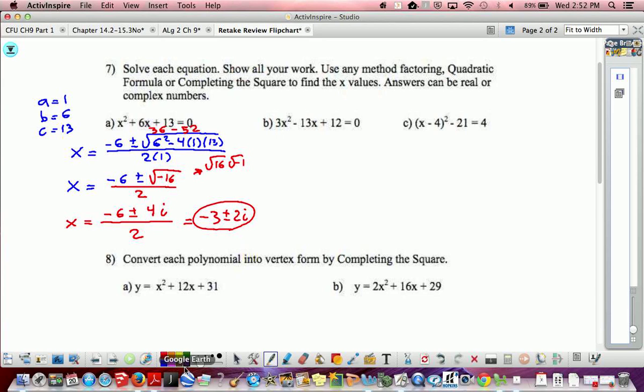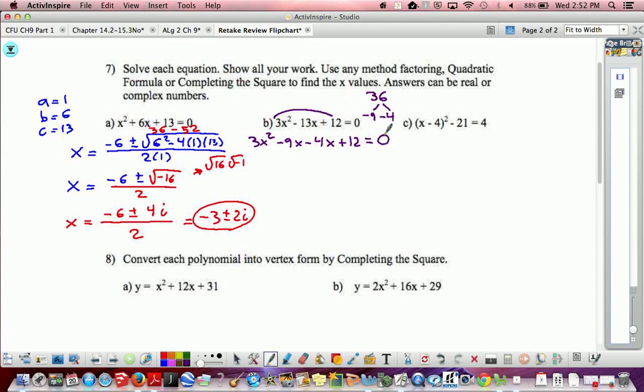All right, second one. I did this one with the quadratic formula. Let's see, could you factor this one? You got a 3 out in front here. Are there factors of 3 times 12, or 36, that add up to negative 13? Sure. Negative 9 and negative 4. So I could rewrite this as 3x squared minus 9x minus 4x plus 12 equals 0.